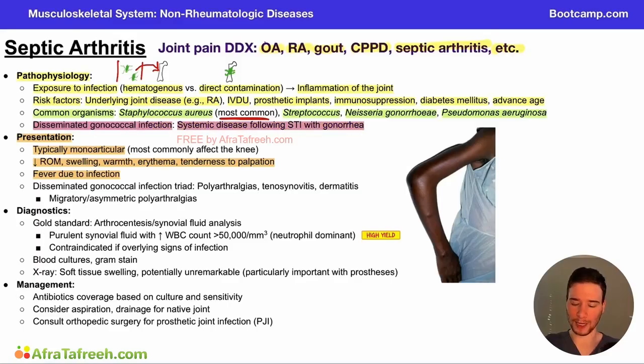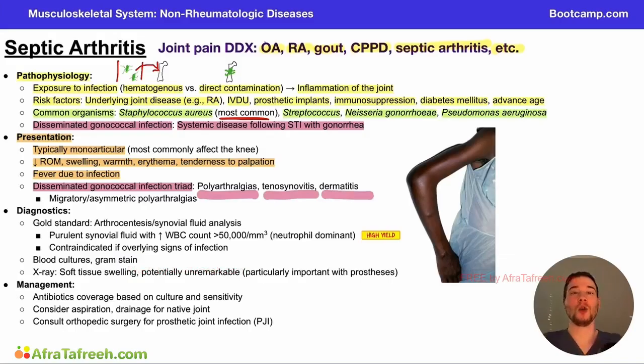And here is the disseminated gonococcal infection classic triad. So we're going to have the polyarthralgias, we're going to have the tenosynovitis, and dermatitis. So polyarthralgias means that multiple joints are affected. And this is in contrast to maybe an older patient who has a Staph aureus, which is more likely to be monoarticular, but the disseminated gonococcal is more likely to have polyarthralgias.